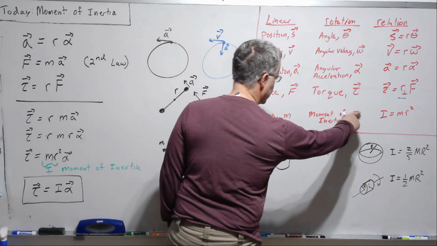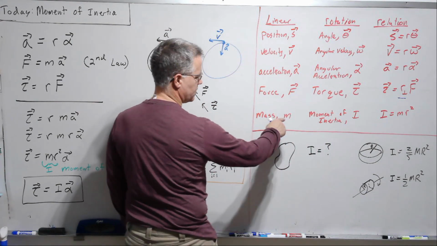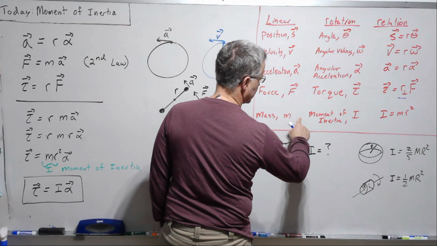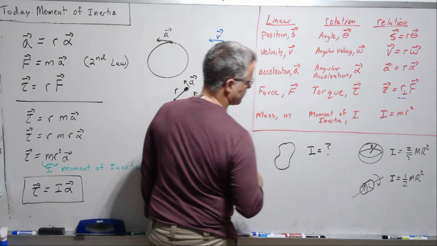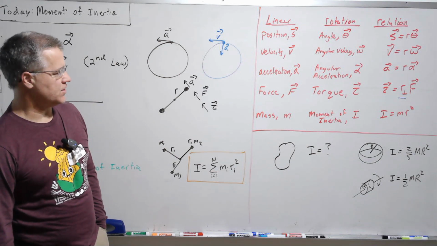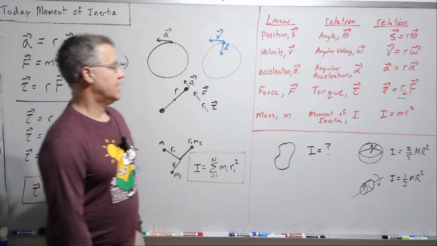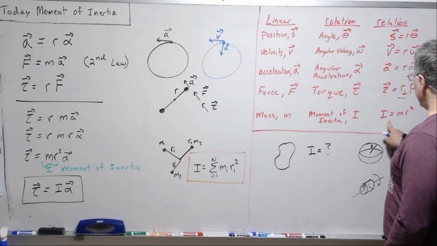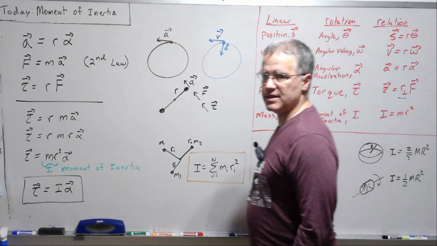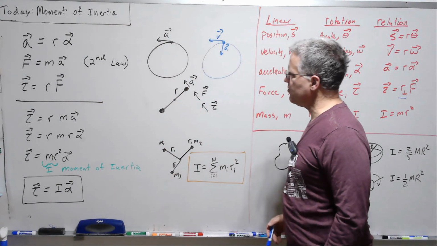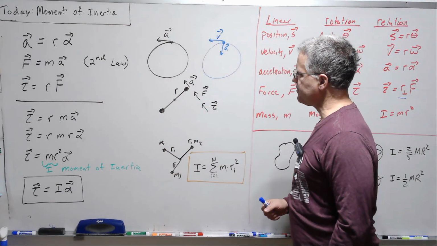Today, we're going to add one new thing here. Actually, two new things. We'll be able to add an additional thing, and that is mass and its relationship to moment of inertia. So moment of inertia plays the role of mass in rotational dynamics, and the relationship is this. All right, so let's get into moment of inertia and see where that comes from.